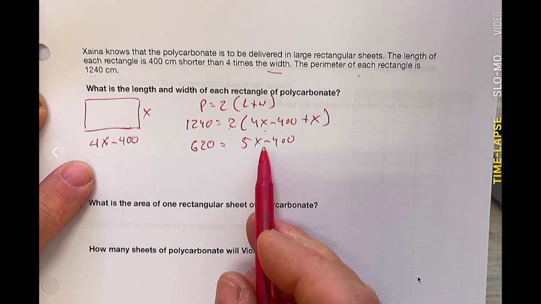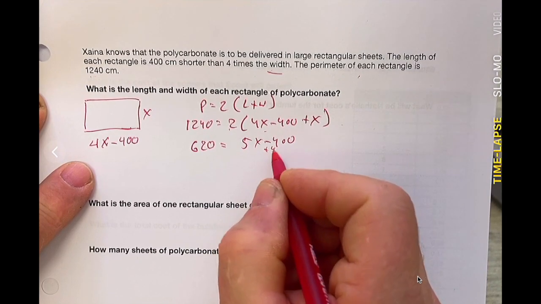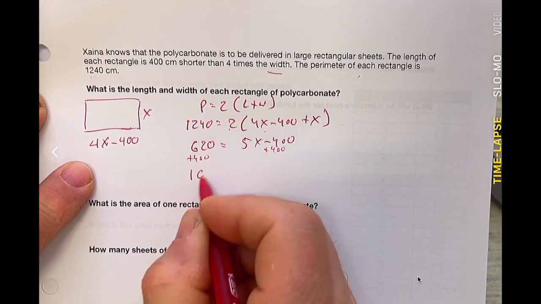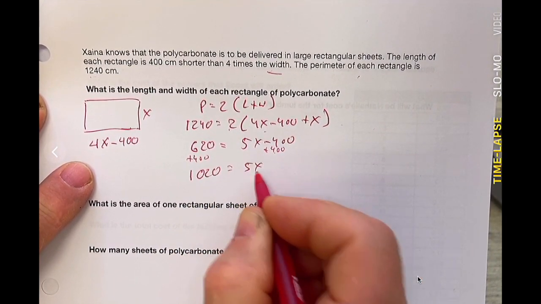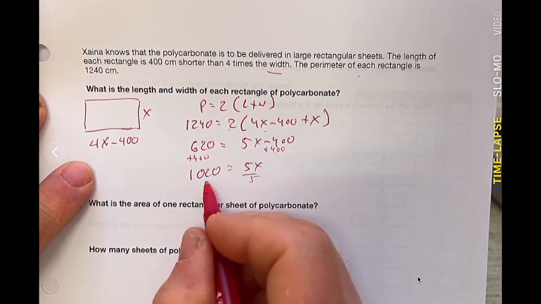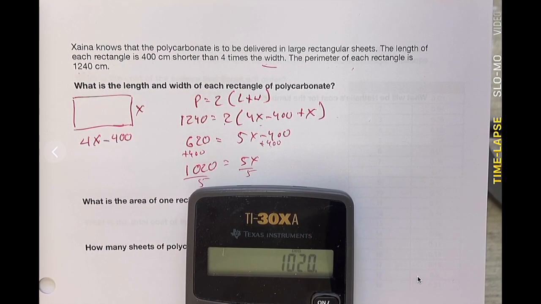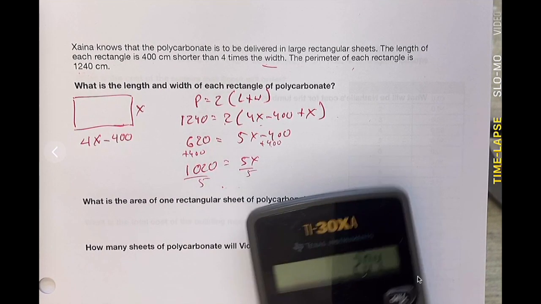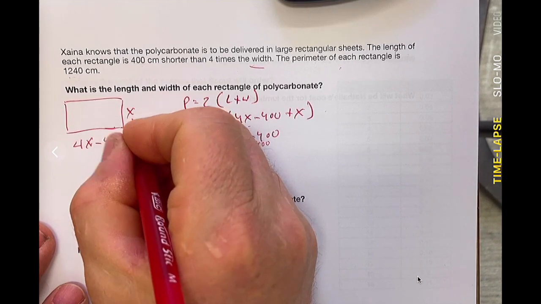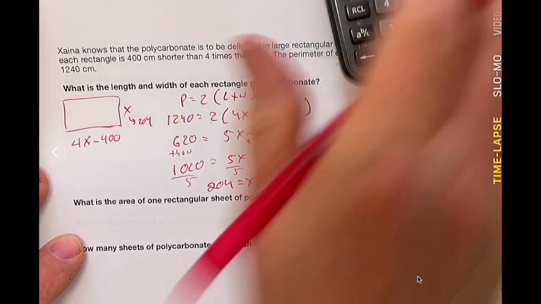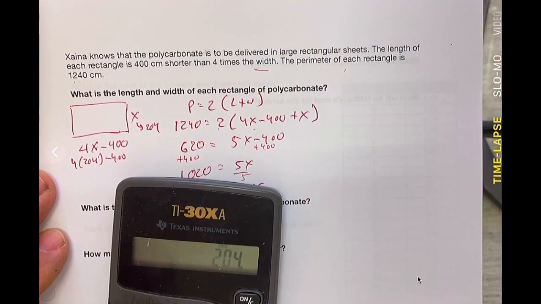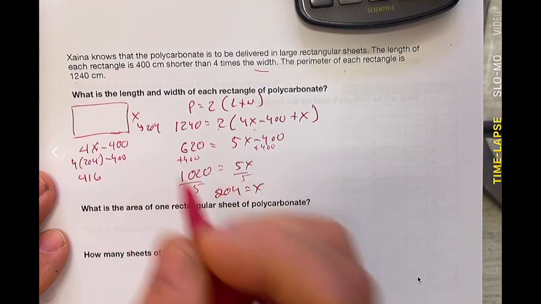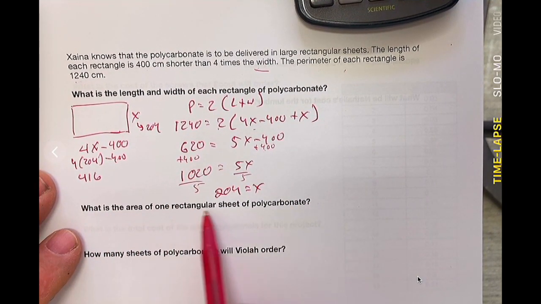I want to get rid of the minus 400, so I'm going to add 400 to both sides. That gives me 1,020 is equal to 5x. Divide both sides by 5. 1,020 divided by 5 is 204, is equal to x. The width is 204. 4 times 204 minus 400 is 416. 416 is the length. What is the area of one rectangular sheet?